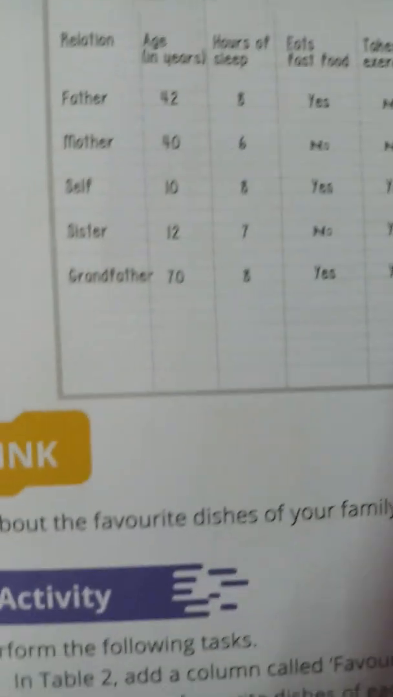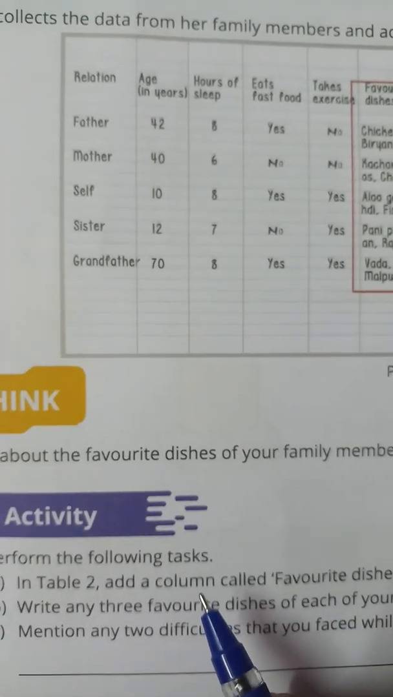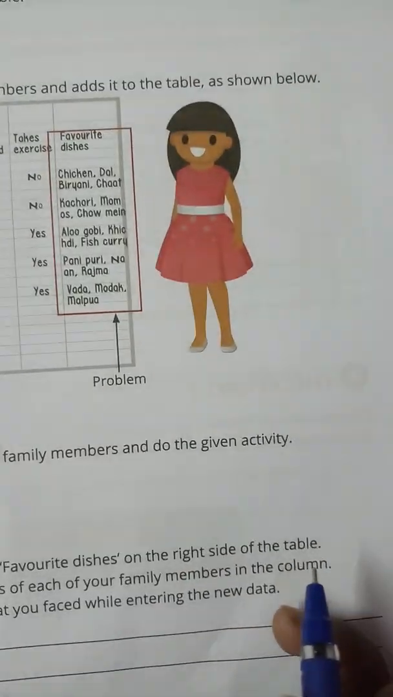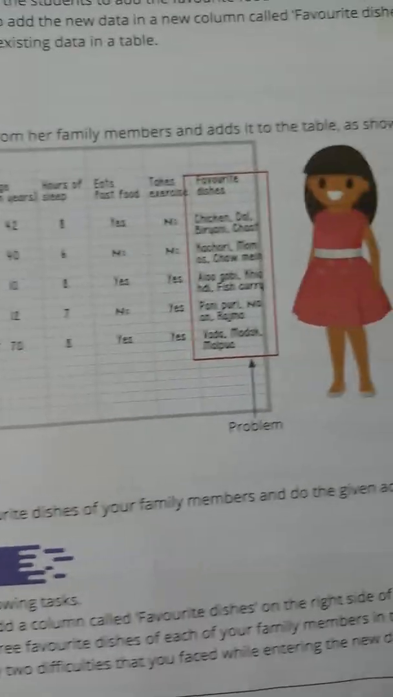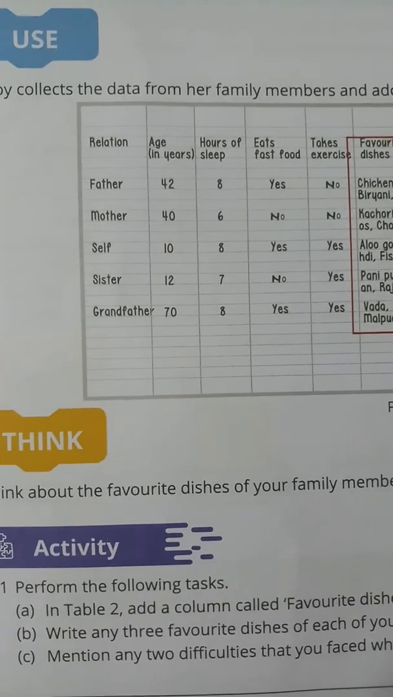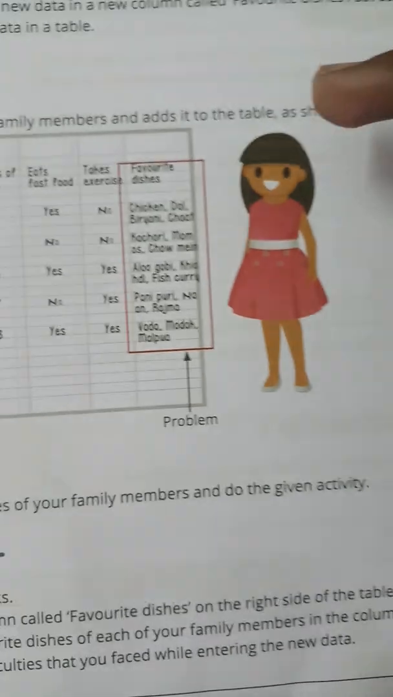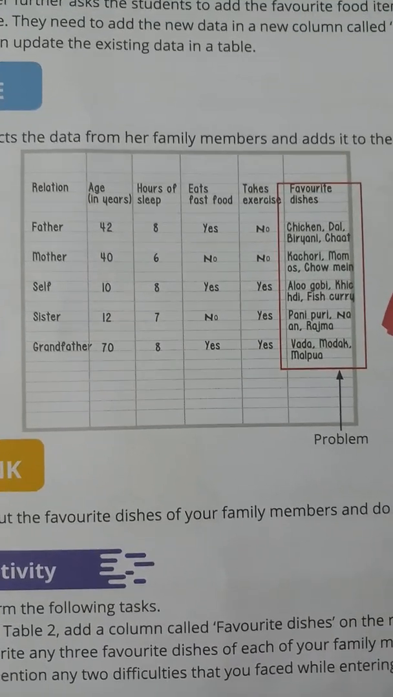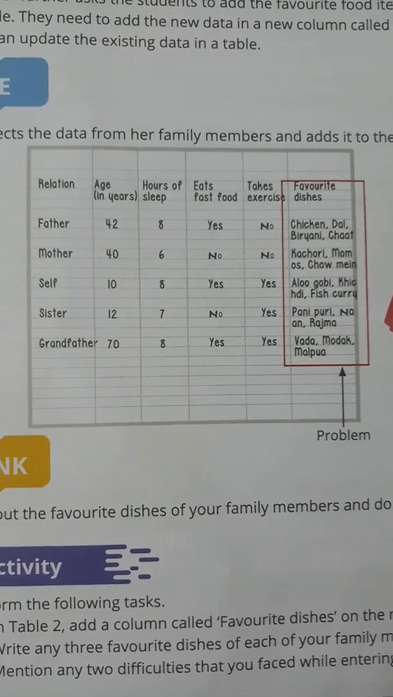So here you have an activity. Perform the following tasks. In table 2, add a column called favorite dishes on the right side of the table. You need to add a column on the right side of the table as favorite dishes, and write any 3 favorite dishes of each of your family members in that column. For each person you need to write any 3 favorite dishes.